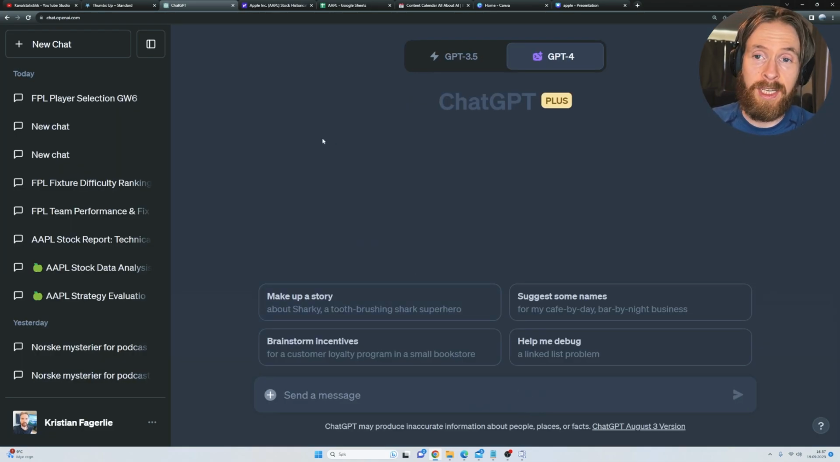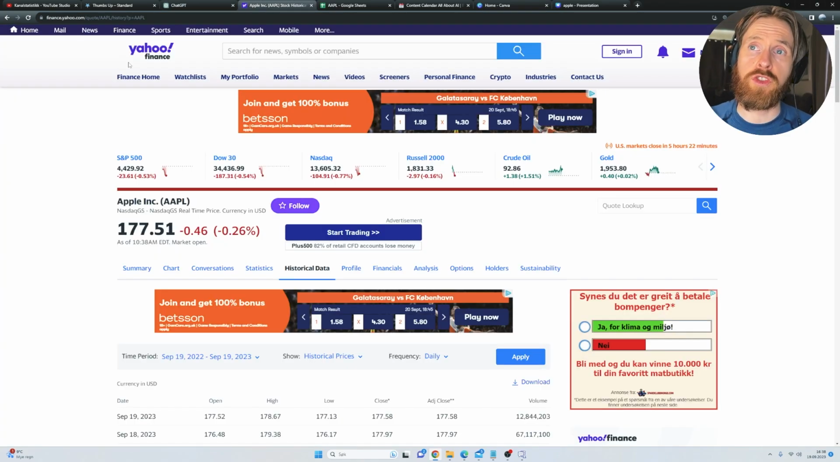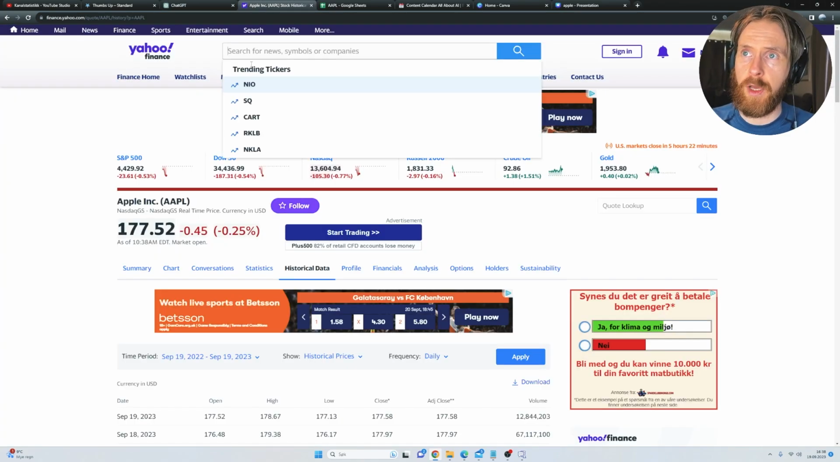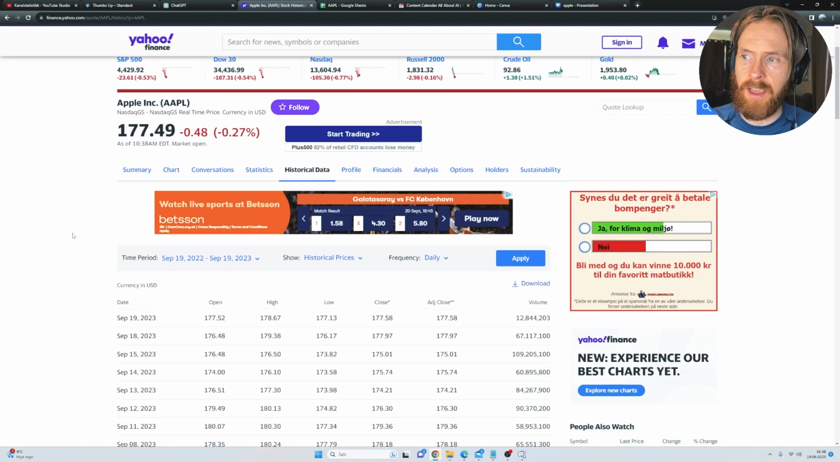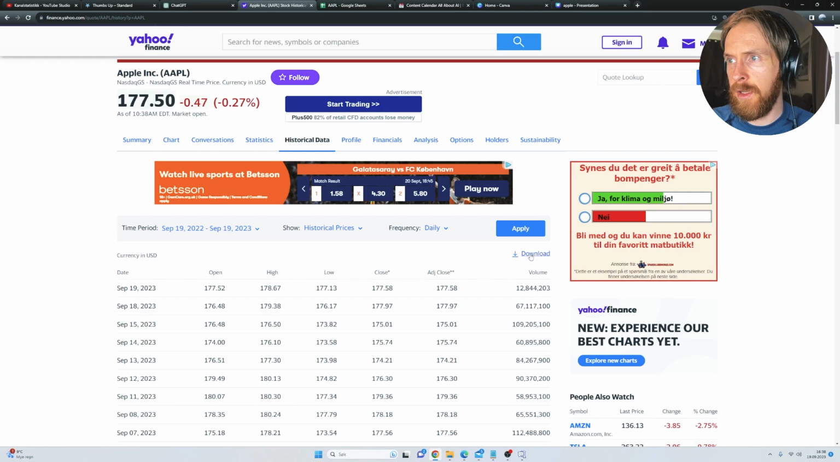And the next thing we need to do then is find our data source. And for that, I like to use Yahoo Finance. I just search for Apple up here, right? And we find Apple. We just go to historical data. And you see there is this download here, so you can click on that. That will be saved into a CSV file.